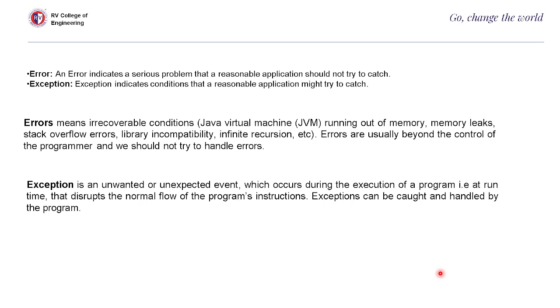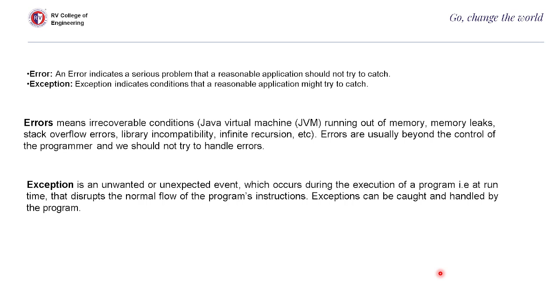Two types are there, error and exception. So error means an irrecoverable condition. Example, Java virtual machine running out of memory. We can't do anything from our end, the application side. Memory leaks, stack overflow error, library incompatibility. Suppose we are using some libraries that are not compatible with this Java. We can't handle those. We call it an error. That means that is beyond our control. We should not try to handle errors. That is beyond the control of the programmer.